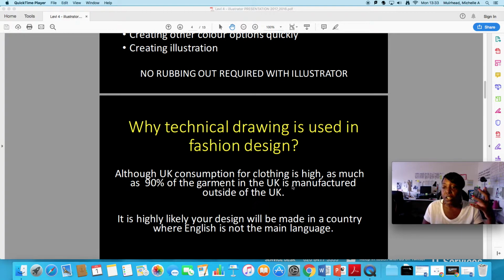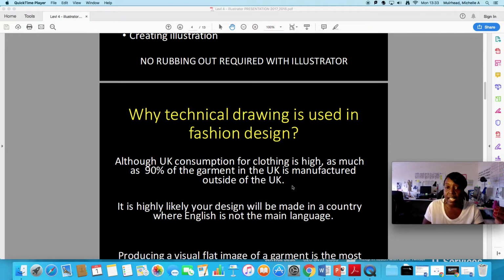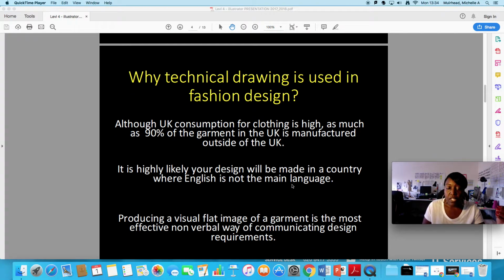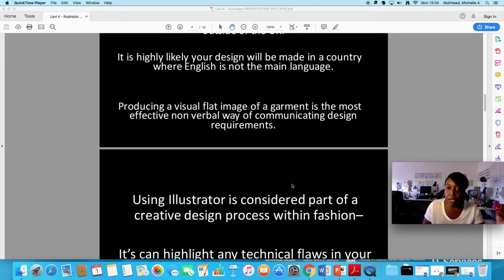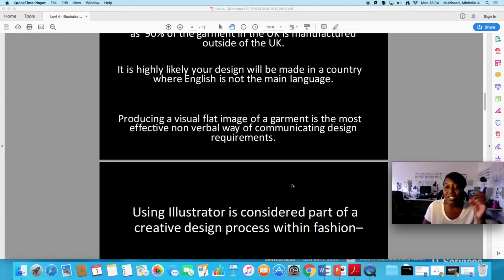Anybody can look at them. They don't necessarily have a language linked to them. They're very easy to translate. So producing a visual flat image of a garment is the most effective non-verbal way of communicating design requirements. So that's one of the reasons why they use technical drawings.